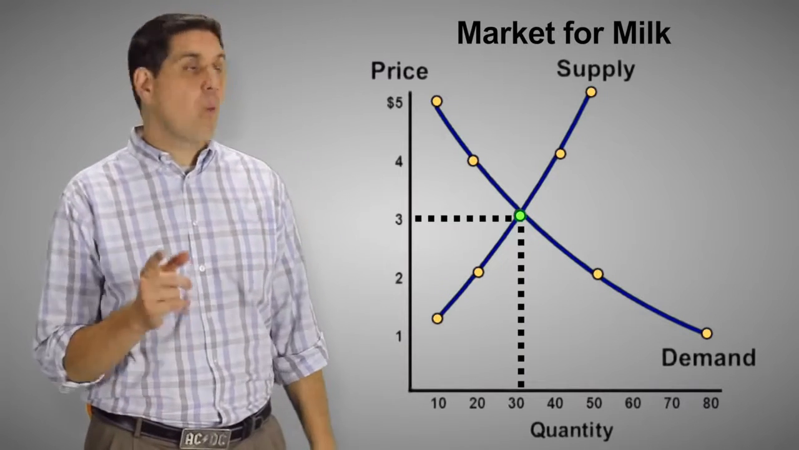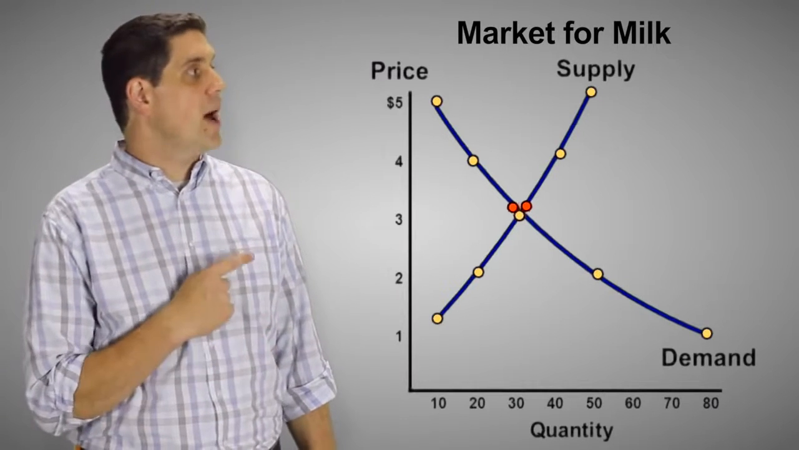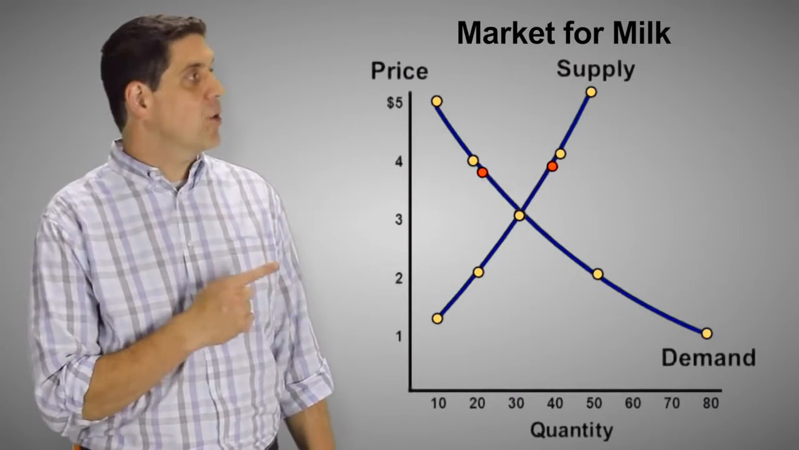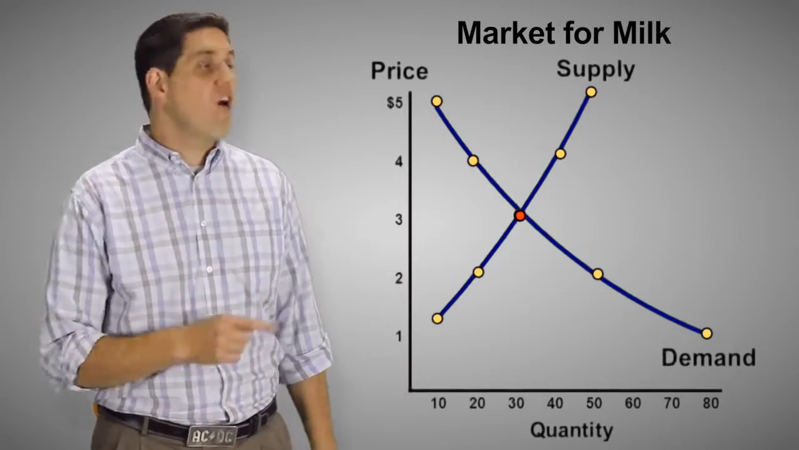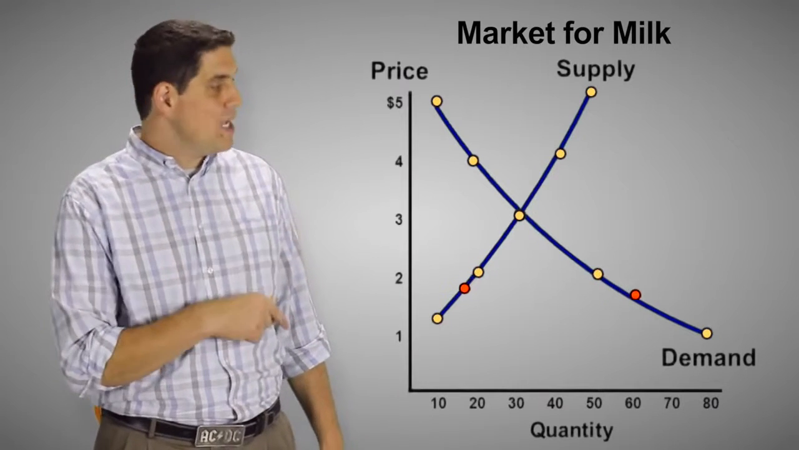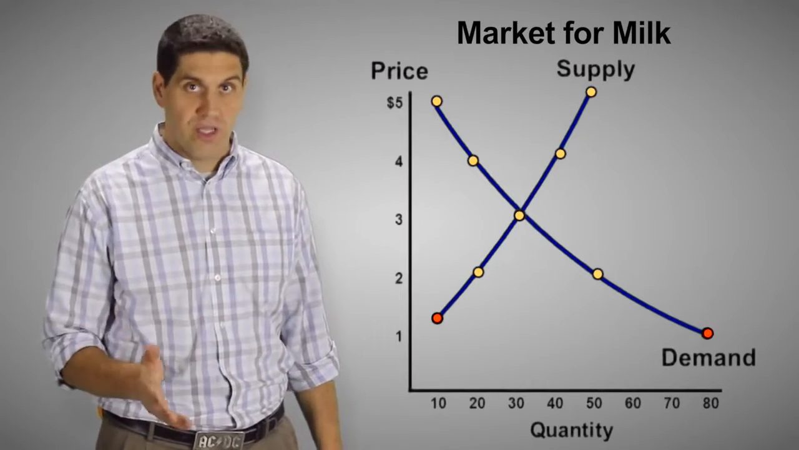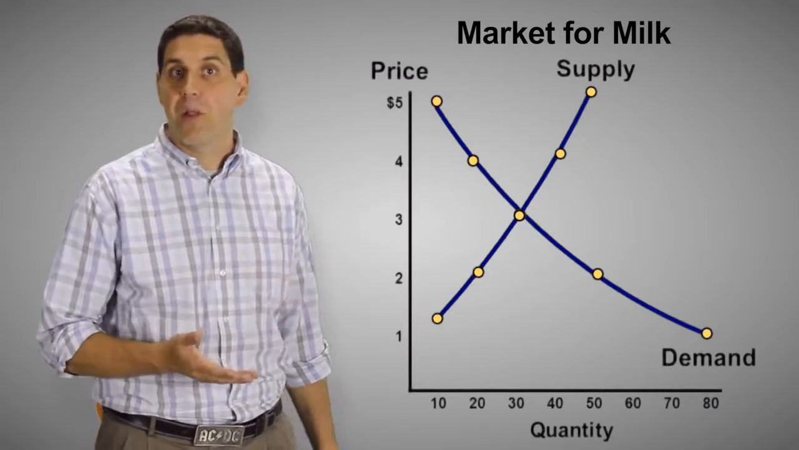You should also understand why when there's a change in price, that moves along the curve. For example, when the price goes up, the quantity supplied increases and the quantity demanded decreases, causing a surplus. When the price falls below equilibrium, the quantity demanded increases, the quantity supplied decreases, and that causes a shortage. And that's what happens when there's a change in price. It moves along the demand and supply curves.